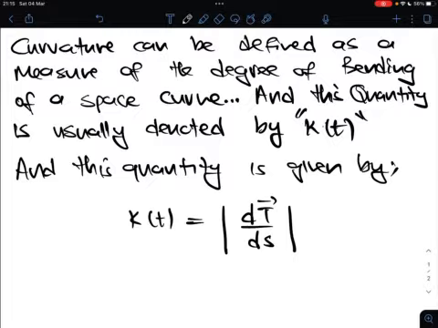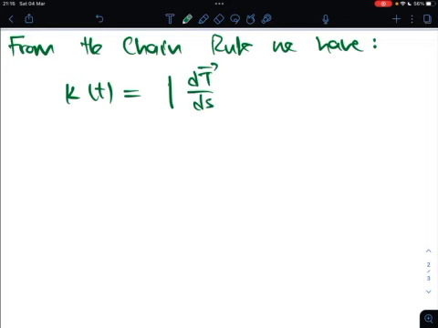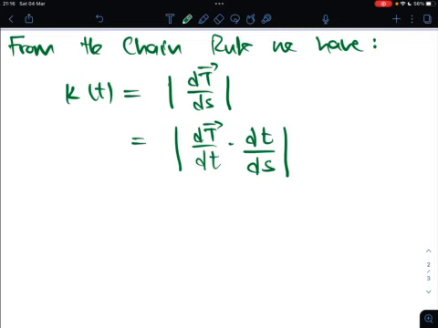But now, if we look closely and play around with the chain rule, we can see that this quantity kappa of t, which we have already defined as the change of the tangent vector with respect to the arc length, can be written as the change of the tangent vector with respect to the parameter t times the change of t with respect to the arc length, like that.